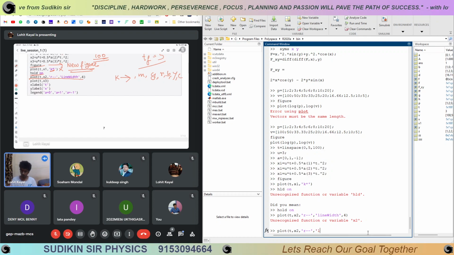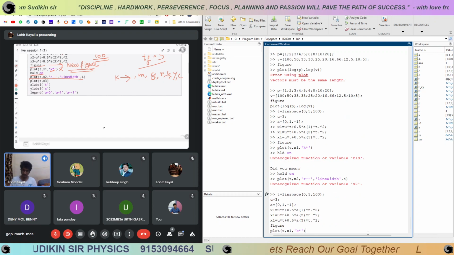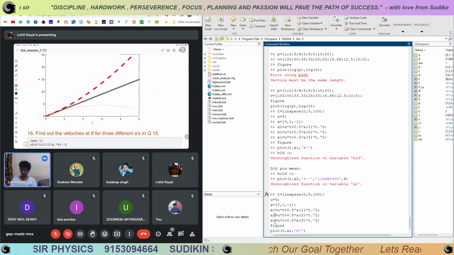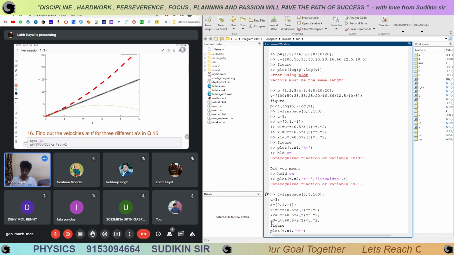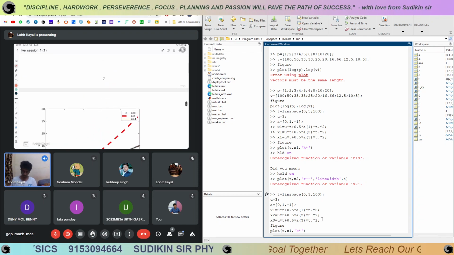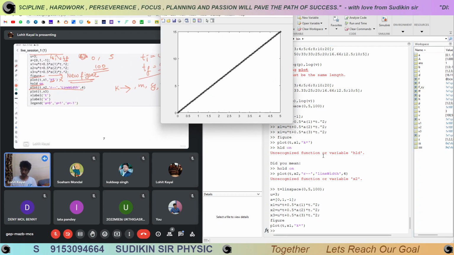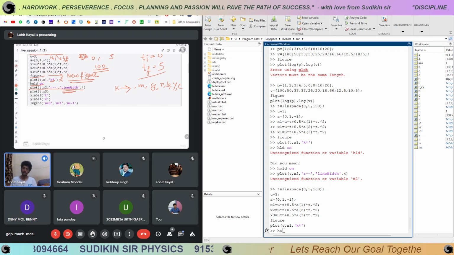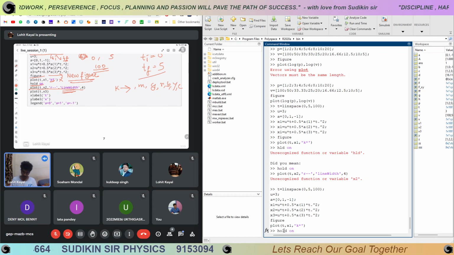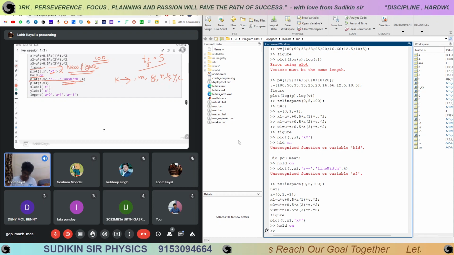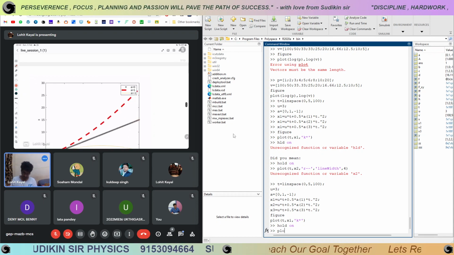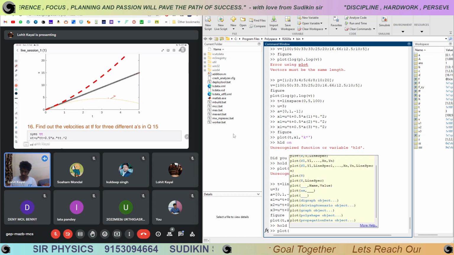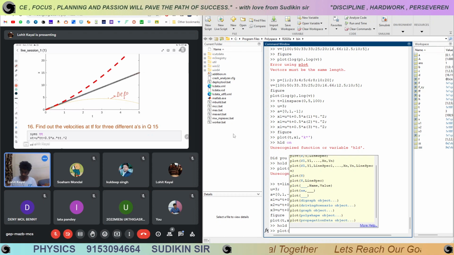Then plot t, x2, 'r--'. r dash dash means you can see this dashed line. These are basically some markers if you want to separate different plots. And again I have written something, line width. Line width means the width of the line will be 4. And see, this is a simple plot t, x3. This is a simple straight line, and here you can see the effect of line width. This is the default line width.